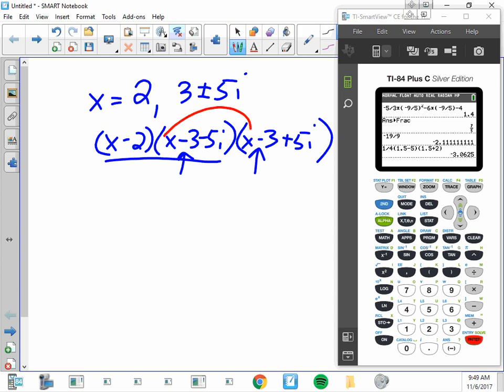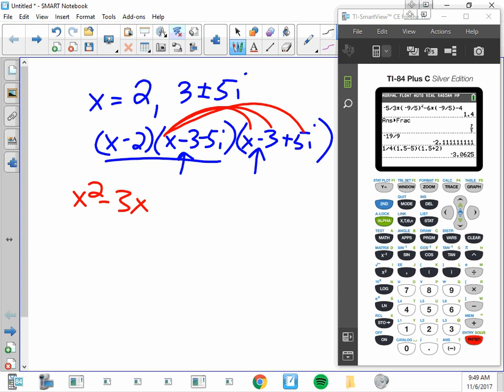So, x squared, and then negative 3x. Do I need to multiply those? X times 5i. Is there an x times negative 5i later in the problem? Yes. So I can skip that.